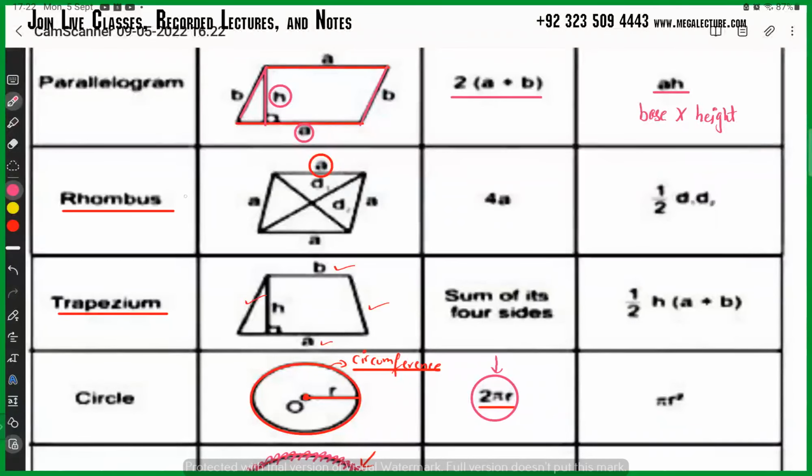Acha. Then if we talk about this rhombus, again, the perimeter is going to be the sum of four sides. And if we talk about its area, you basically do 1 by 2 multiplied by D1 multiplied by D2. D1 and D2 are basically the diagonals of the rhombus. And if let's say someone forgets the formula.